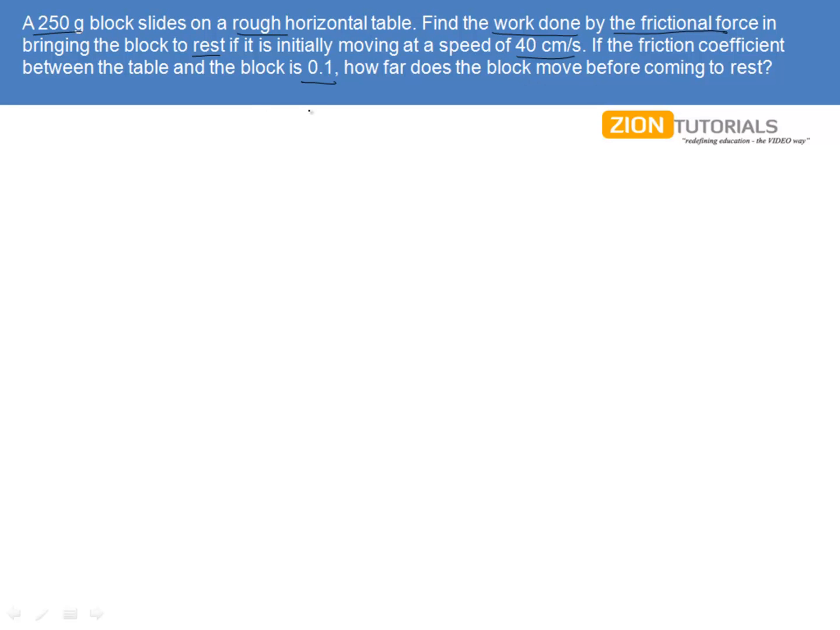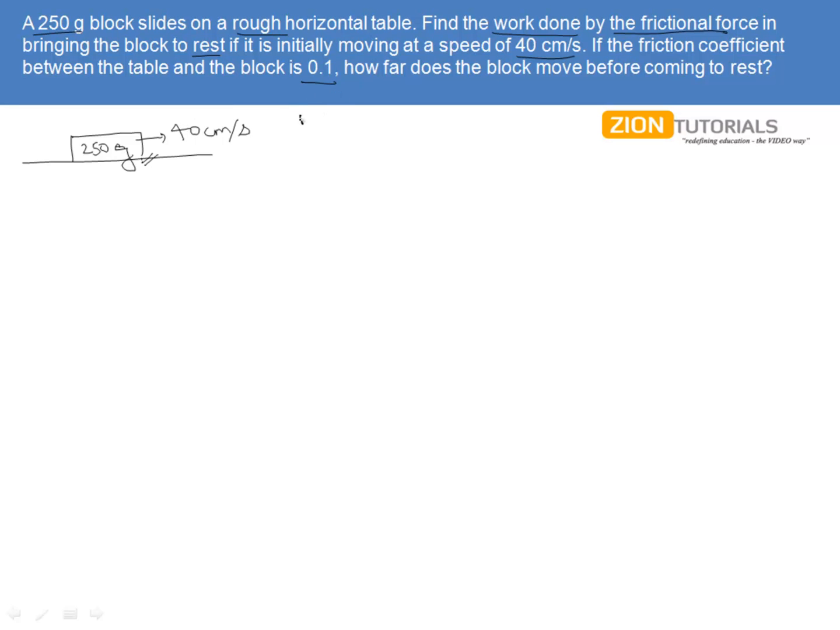Now what is happening in this question is that we have a horizontal surface, that is a table, and a block over it with a weight of 250 grams, which is moving at a speed of 40 centimeters per second, and there exists a friction on this surface which will be able to stop it in a certain time. So we need to find how far it travels before actually stopping.